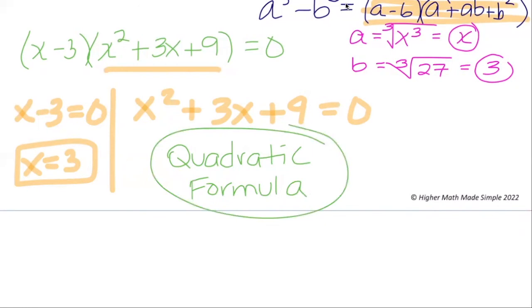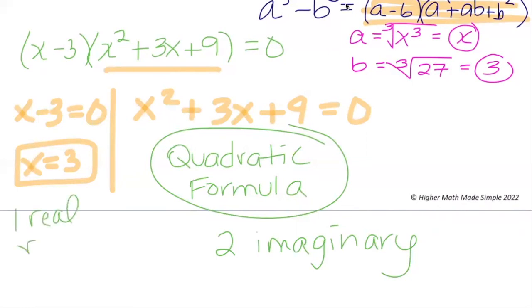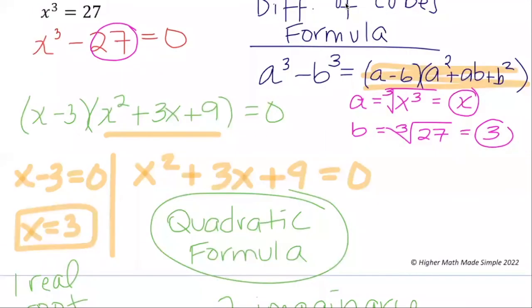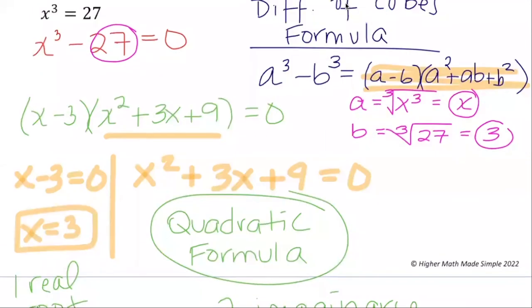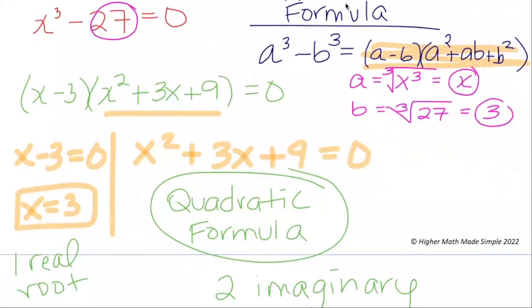Now, when you do this, I'm not going to spend time on this, you're going to end up with two imaginary roots. They're going to be imaginary because there's going to be a negative number under the square root. So in this particular case, we're going to end up with one real root and two imaginary roots. Okay, so I just wanted to take some time and go over a difference of cubes formula. I wanted to kind of add that in.